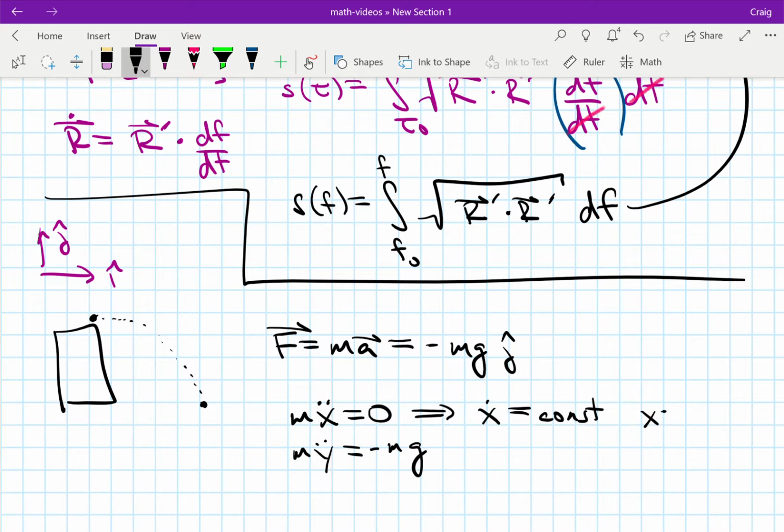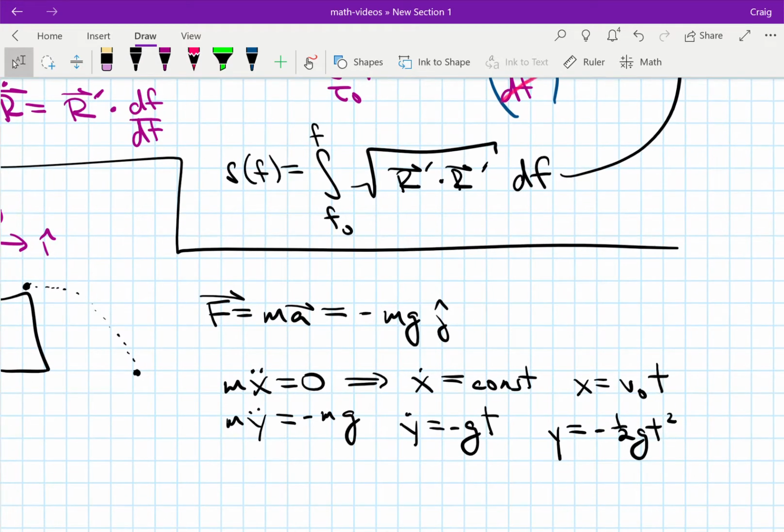So x is equal to v naught, the initial velocity, times time. And so this tells me that y dot is equal to minus g times t. I'm assuming that there's no initial y velocity, and so that tells me that y is equal to minus 1/2 g t squared plus the initial y value.